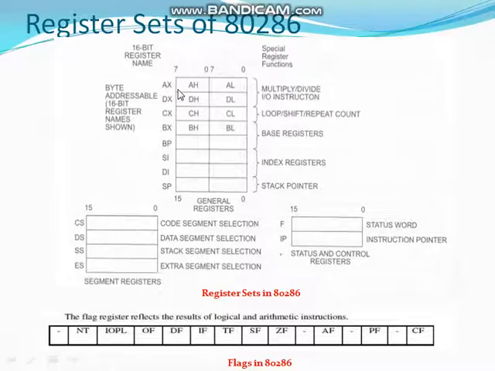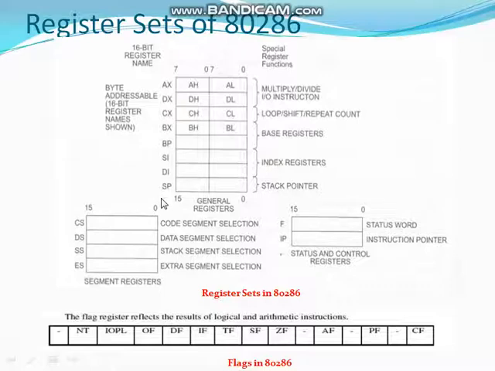They can be word addressable also. Word means more than 8 bits. The functions are also stated here. The registers A and D are used basically for multiplication, division, as well as IO instructions. C is used for counter purposes, or if you have to write a program using a loop. B register is used for basic addressing and storage purposes.